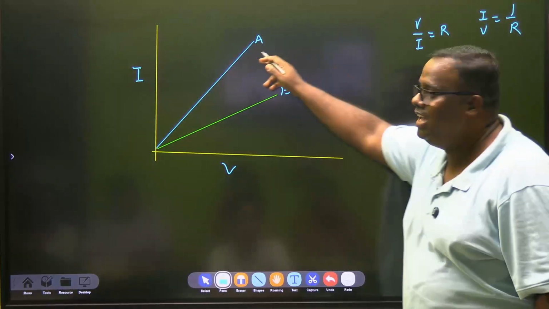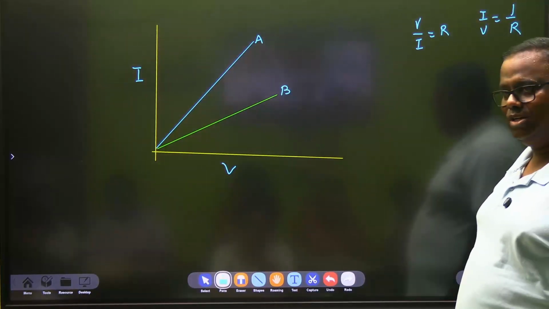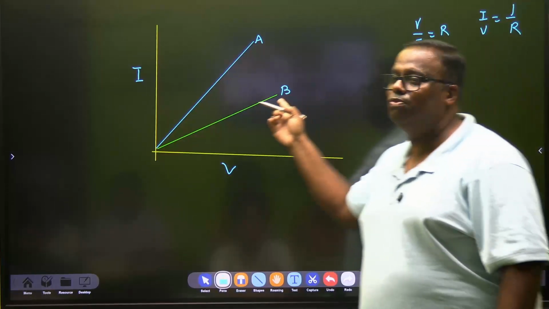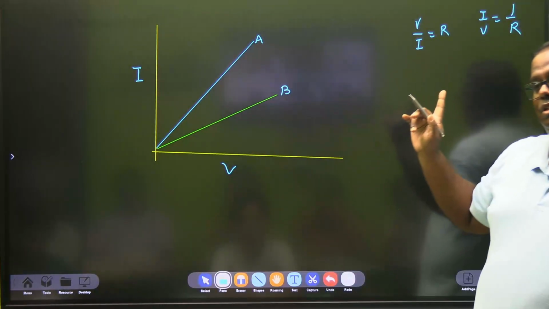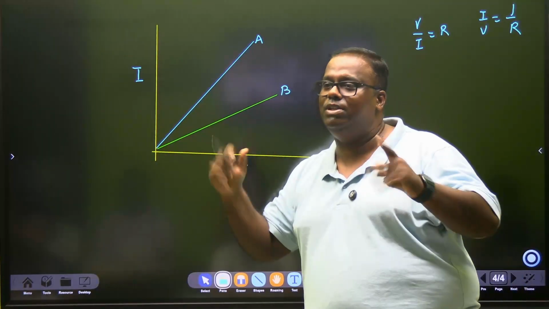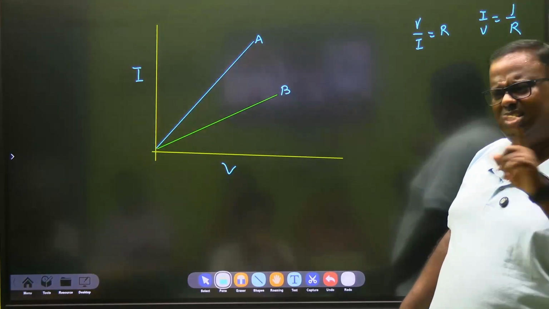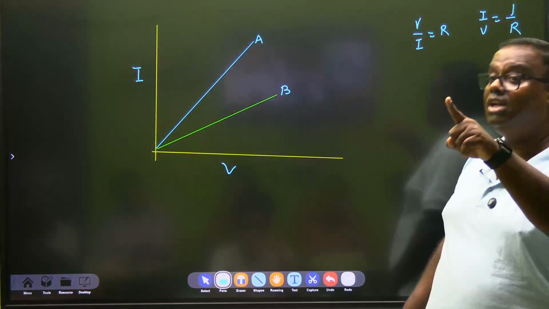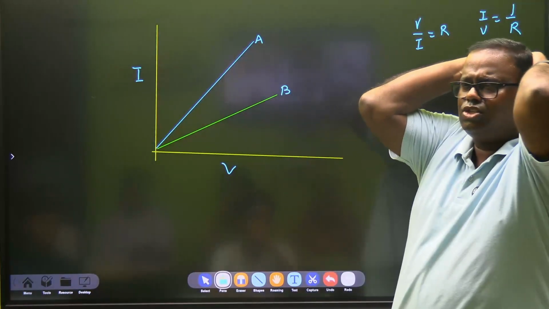So for A, 1 upon R is more. Have you understood? That means B is offering more resistance. This question is very common in pre-boards. So whenever such a question comes in a graph and they tell you which has more resistance, immediately don't answer. Resistance is the slope of what graph? VI graph. Sir, I forgot which axis, what was there.